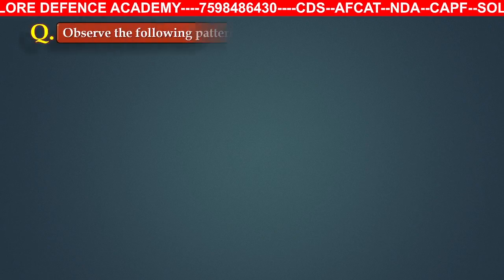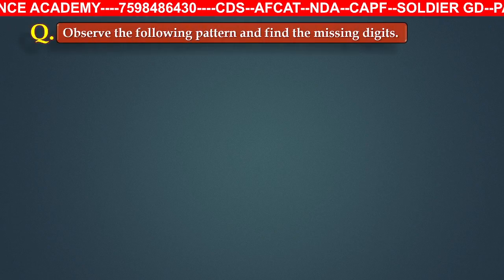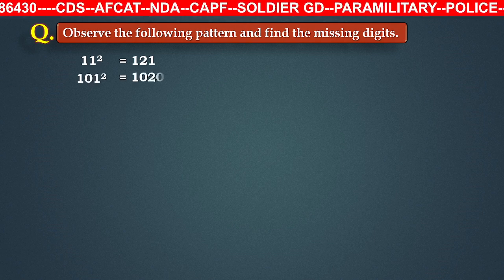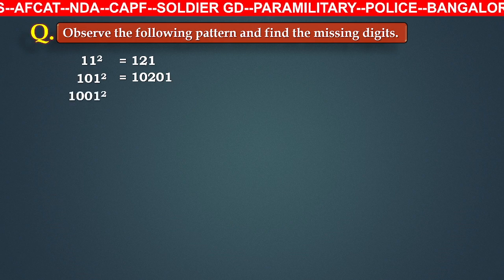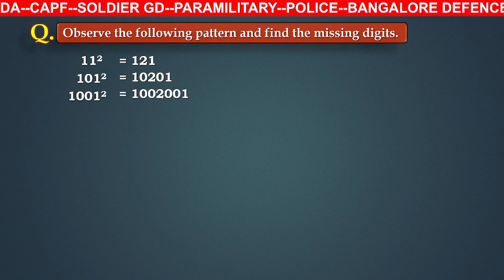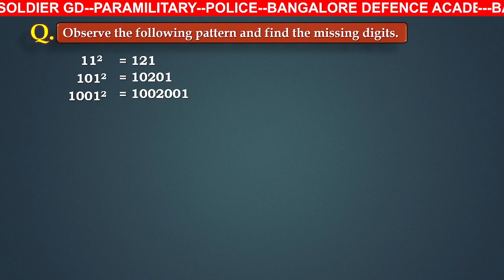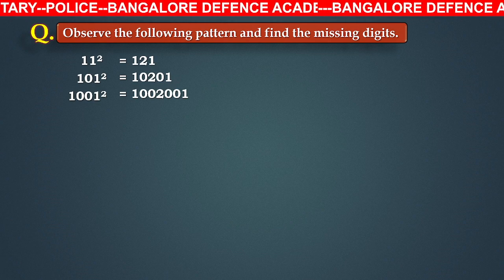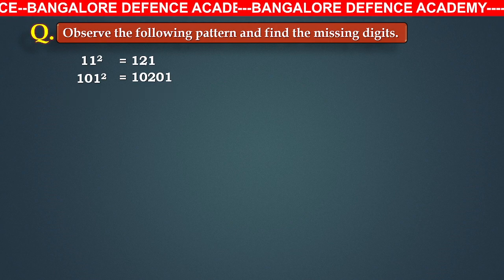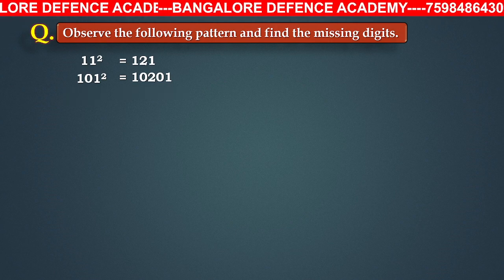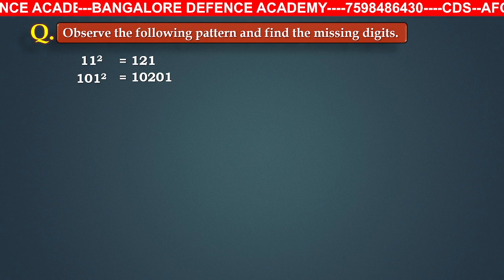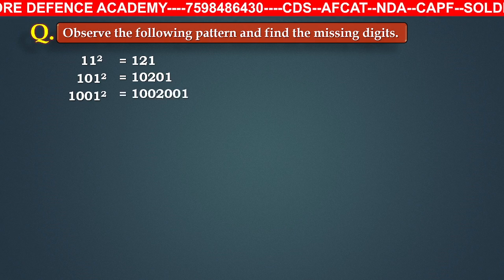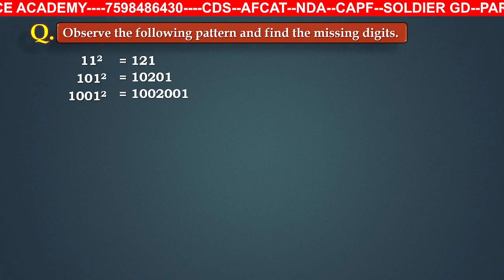Next, let us try to understand the pattern and the missing digits. Now for example, you have 11 square, 121. 101 square gives me 10201. 1001 square gives me 1002001. Now here you have to keep in mind, look at the pattern, alternate zeros you have. If you see 101 square, you have 10201. I'm going to write 1, then 2, then again I'll write 1. Now here you have 00, so what I do, put 00 between the 1s and 2.